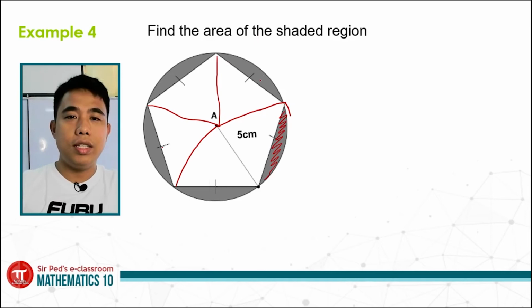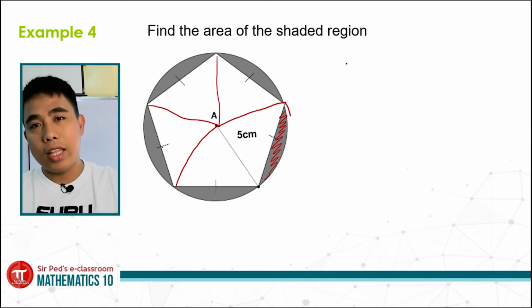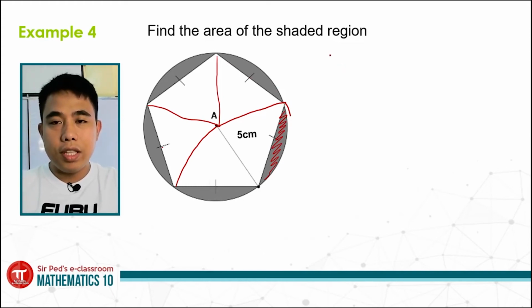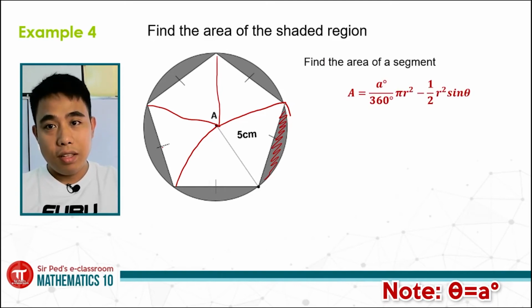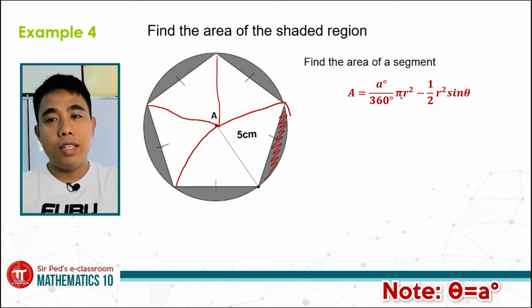Regular kasi equal lahat yung sides ng pentagon natin. So, gamitin na lang natin yung knowledge natin on finding the area of a segment. First step, we're going to find the area of a segment muna. Shinortcut ko na. So, area of the segment is equal to A degrees over 360 degrees times pi r squared minus 1/2 r squared sine theta.